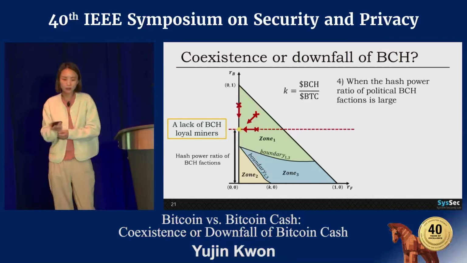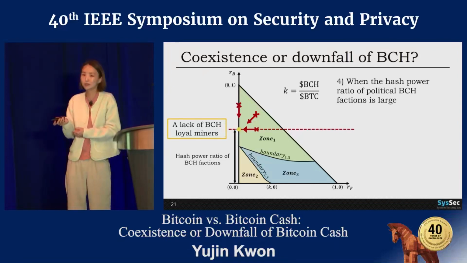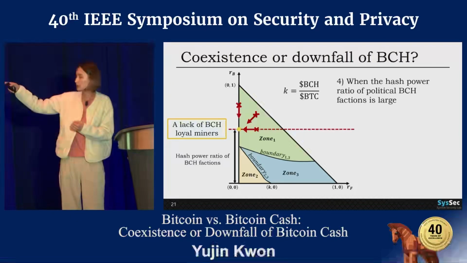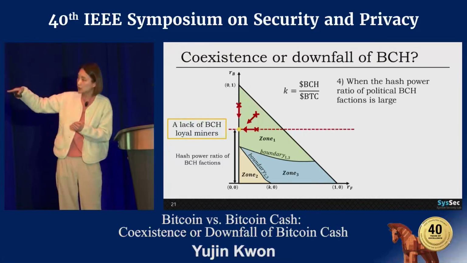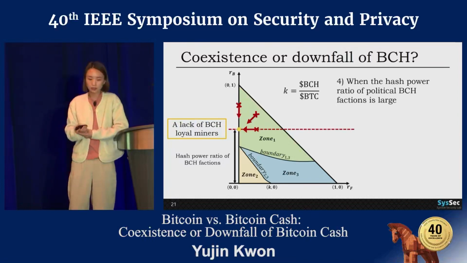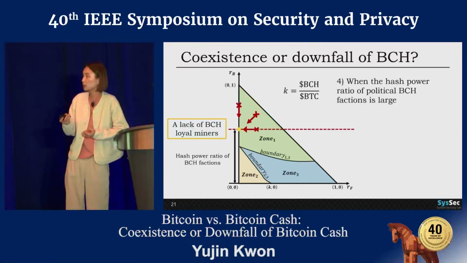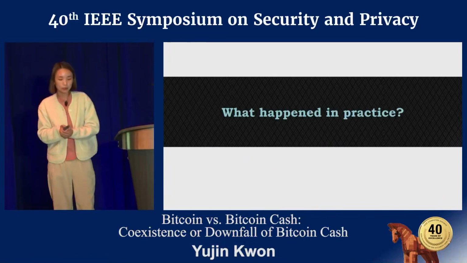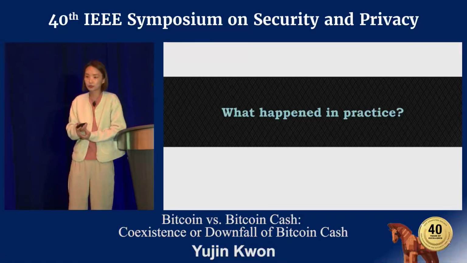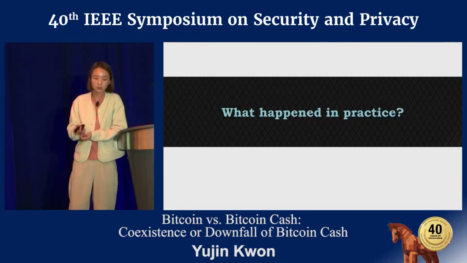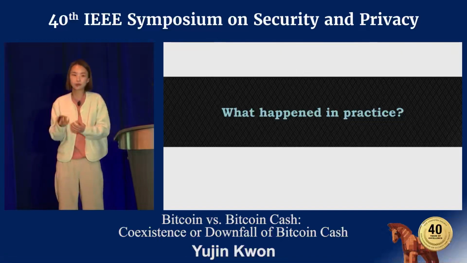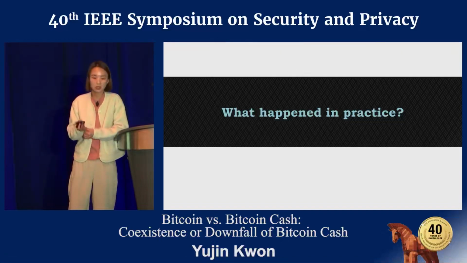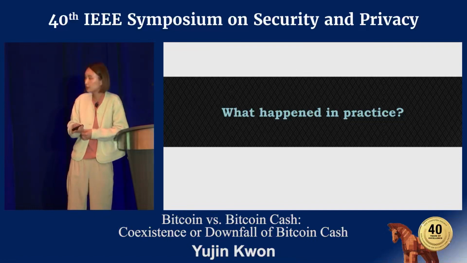Here you can wonder why this state represents a lack of BCH lunar miners, because you can think that in that state, the loyal BCH mining power is enough. But note that large mining power is possessed by a few entities called BCH political factions. Until now, I described that there are 2 equilibria. First, coexistence, and second, a lack of BCH lunar miners. By the way, does the state really move in practice according to our theory? What happened in practice? And is the lack of lunar miners really dangerous?